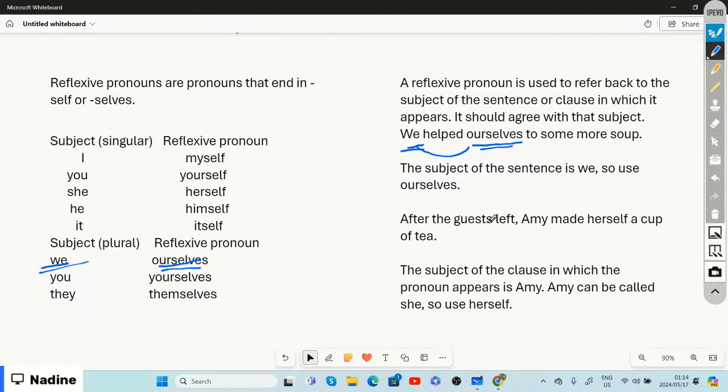After the guests left, Amy made herself a cup of tea. So Amy made herself a cup of tea. If we look at this one specifically, it says Amy made herself. Herself is our reflexive pronoun, and it refers back to Amy, because Amy can be in the place of she. So we can call Amy she, and then it refers back to our singular subject.